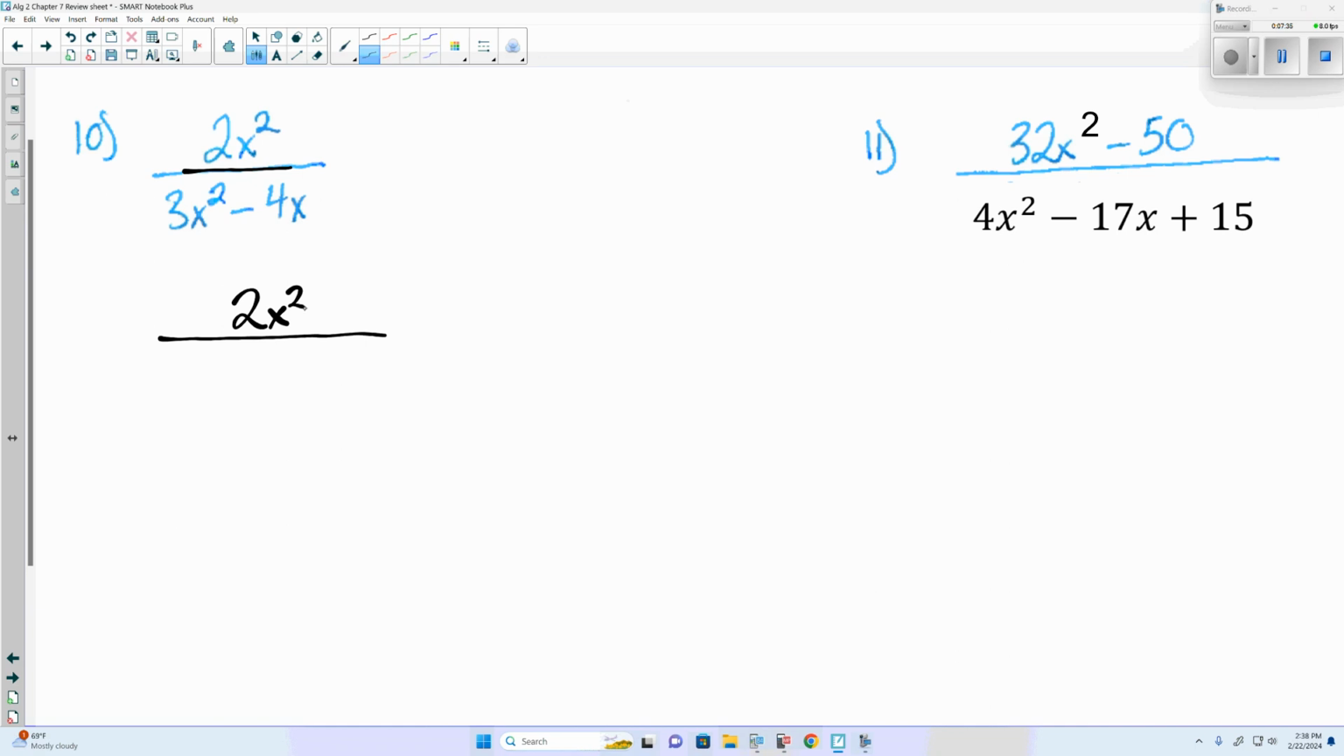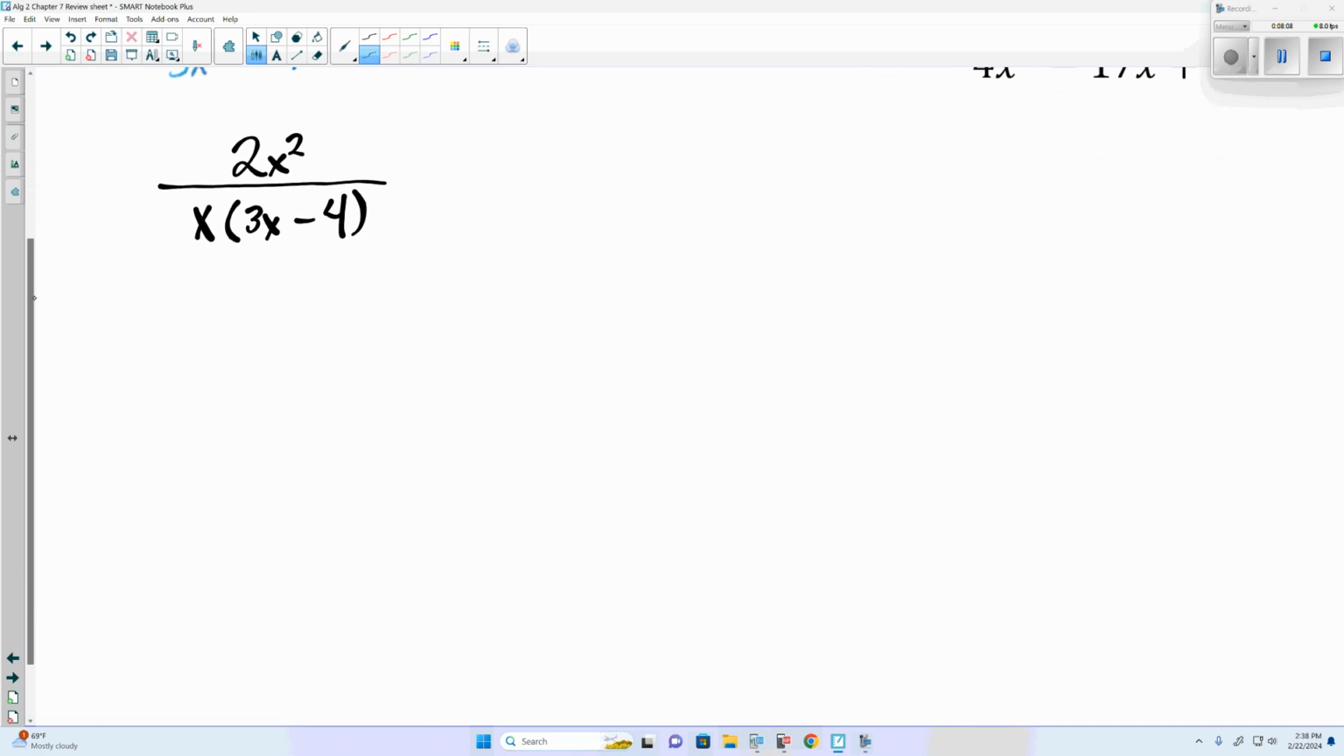3x squared minus 4x. We should always be looking for what first? Greatest common factor. Is there a greatest common factor between 3x squared and 4x? Yes, x. We can factor it out. And when we factor it from 3x squared, we have 3x. And we factor it from our 4x, we have 4. Now 3x minus 4 doesn't factor any further because no powers other than 1.